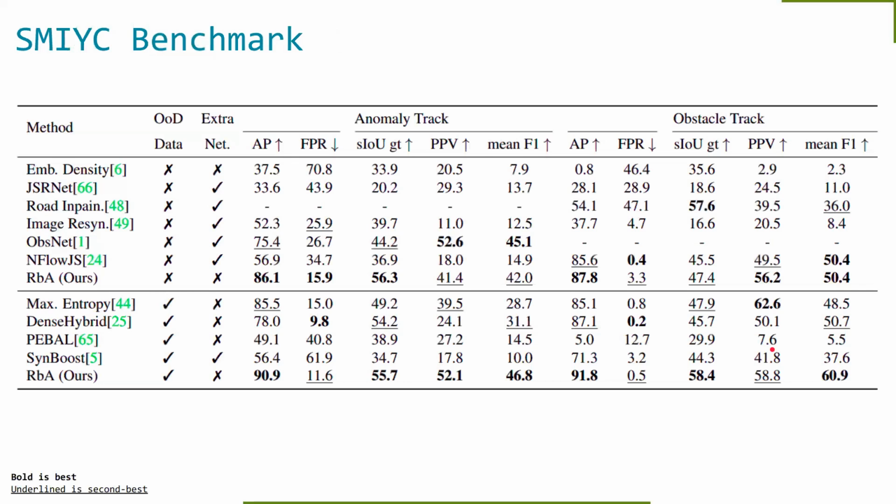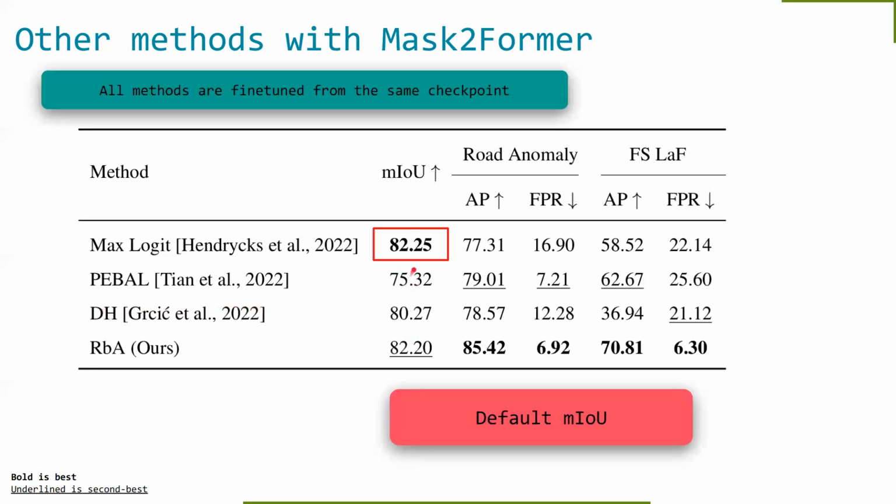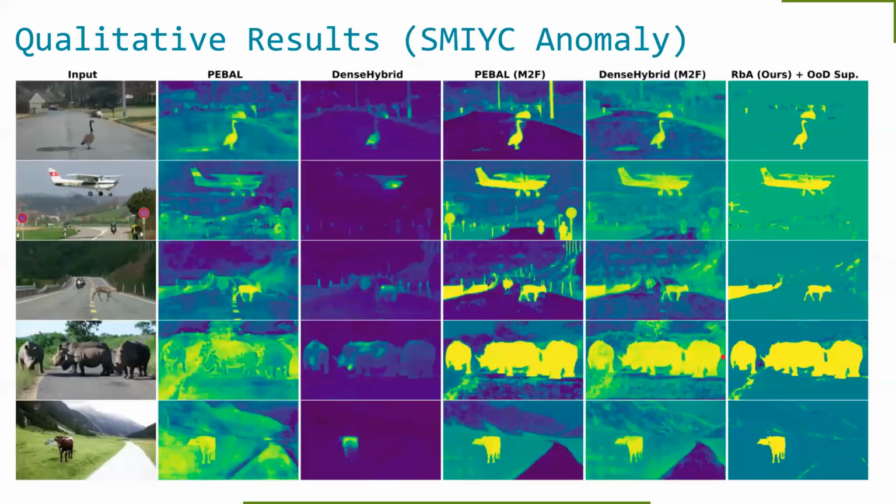We show results on the SegmentMeIfYouCan benchmark, both the anomaly track and the obstacle track, for the per-pixel metrics and the component-level metrics, and we can see that RbA with and without outlier supervision outperforms most existing methods. For fair comparison, we also implement both methods, PEBAL and DenseHybrid, on the Mask2Former architecture, and we see that they cause a certain drop in mIoU scores compared to the original, and RbA is capable of preserving the IoU and also outperforming the methods in terms of unknown metrics.